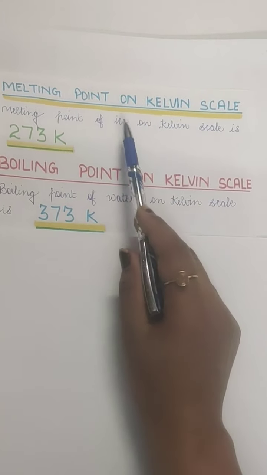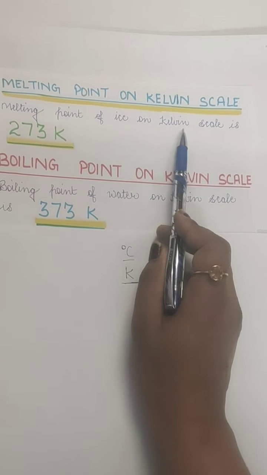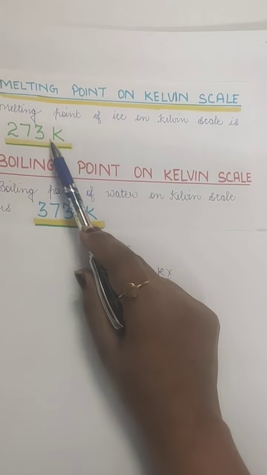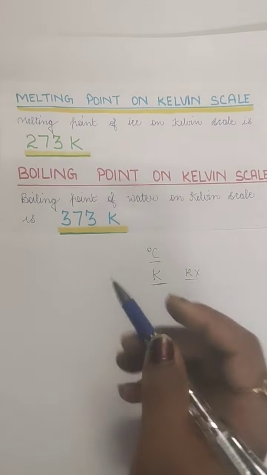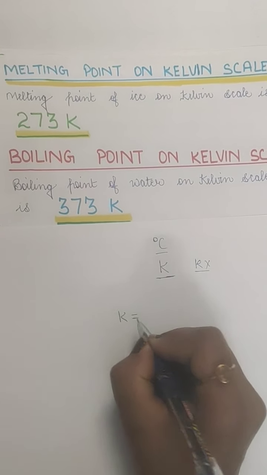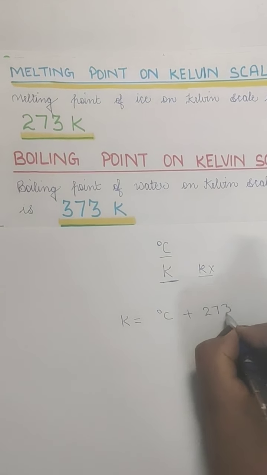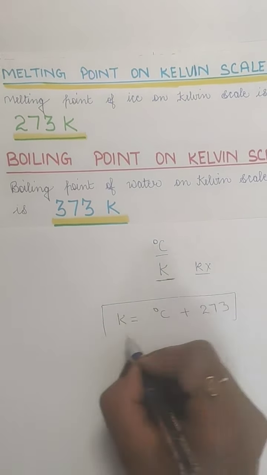So the melting point of ice in degree C is 0 degree C, but the melting point of ice on the Kelvin scale is 273 Kelvin. The boiling point of water on the Kelvin scale is 373 Kelvin, and the boiling point of water on the degree Celsius scale was 100 degrees C. So there is a relation between degree C and Kelvin. What is that? If we have to find Kelvin, Kelvin equals degree C plus 273.